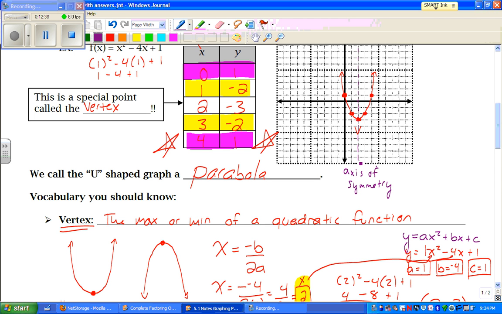Now we are actually going to create an equation for this. So how do you create the equation of a vertical line? What does a vertical line look like as an equation? You're right, it looks like x equals. And where does it hit the x-axis here? It hits the x-axis right at 2. So the equation for this axis of symmetry is x equals 2.